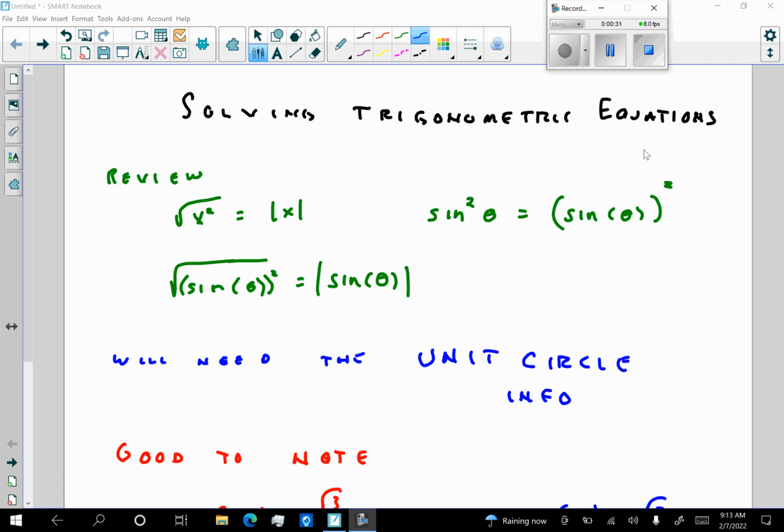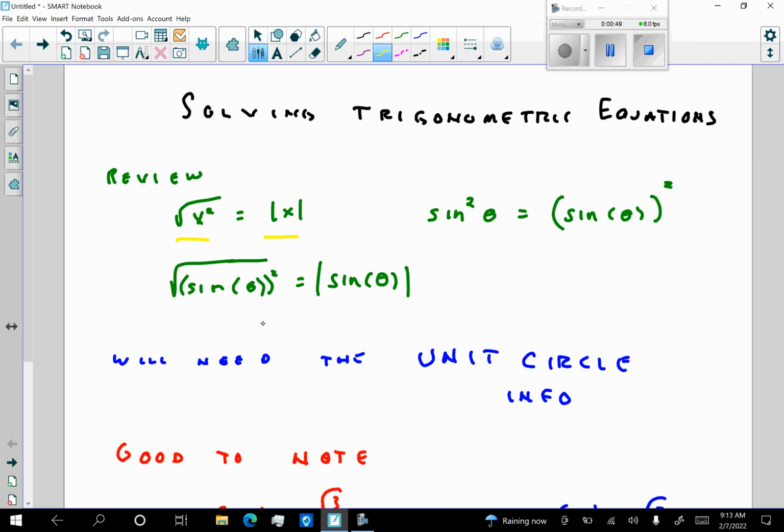The first thing I want to review is the fact that the square root of x squared does not equal x. The square root of x squared does indeed equal the absolute value of x. That's going to be very important. That particular concept will be very important in solving these equations.